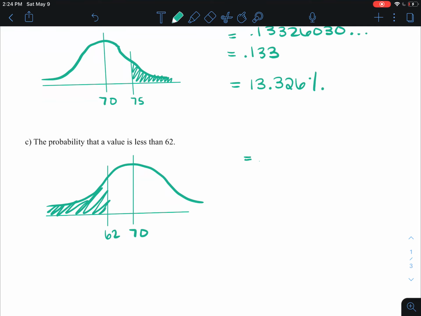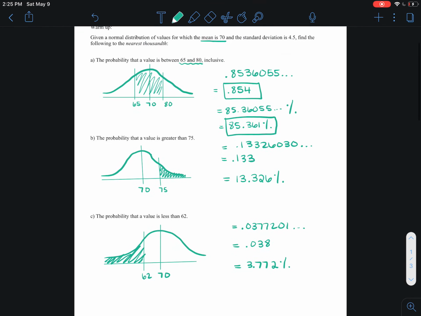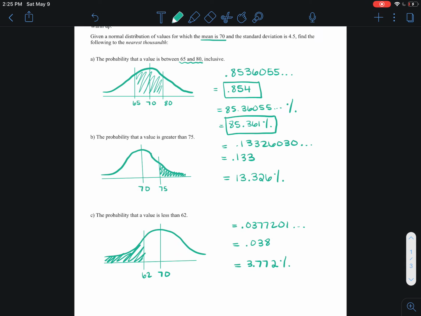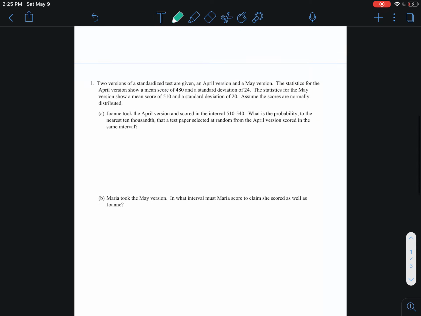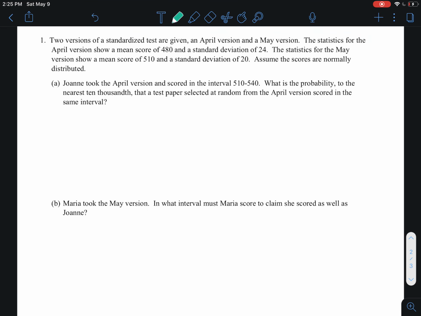We have a decimal here of 0.0377201, nearest thousandth, 3 decimal places. So 0.038 or 3.772%. Okay, so we just practiced how we are using our calculator to calculate what's going on underneath a normal curve, and now we're going to look back at what we started practicing yesterday, which was a z-score.